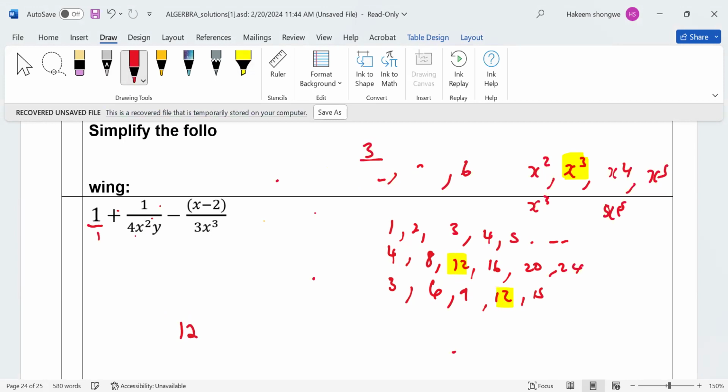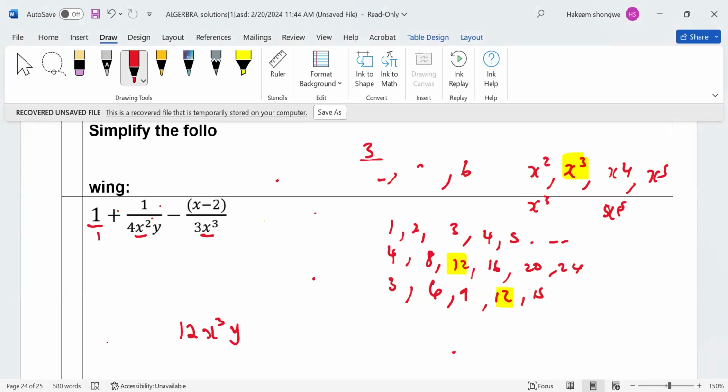And then from there I have x squared and then I have x cubed. Remember, what did we say? Which one do we take? We take the one with the highest exponent. Okay? So I'm going to put x cubed here. We have y, we don't have any y here. So what are we going to have here?